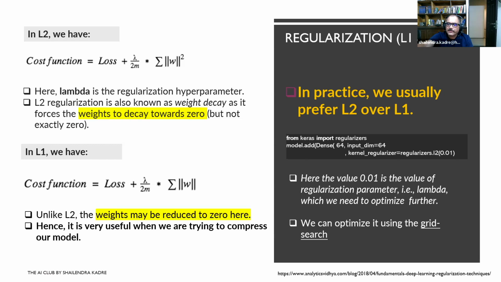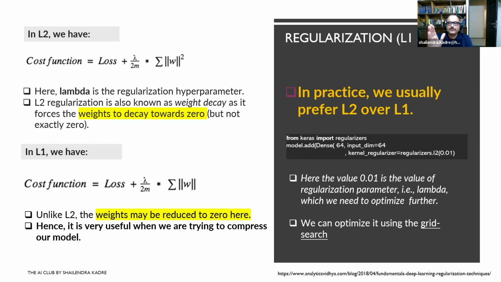In code, it is very simple. Just define regularizer dot L2. It will take the L2 regularizer, and for the lambda value, it will take 0.01. So 0.01 is a hyperparameter. You can use 0.02, 3, 4, whatever, and you have to adjust lambda. That's what you have to vary. You can vary lambda with the help of grid search or random search or Bayesian search, as I said earlier.